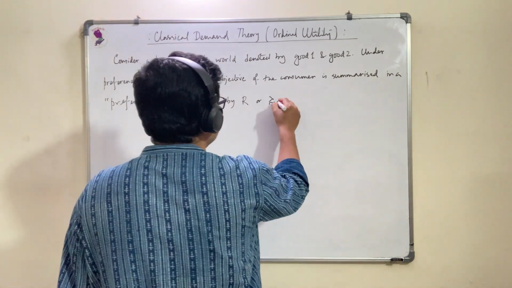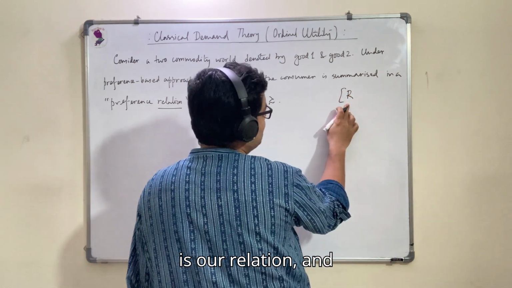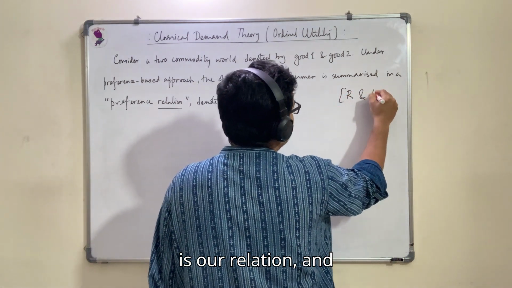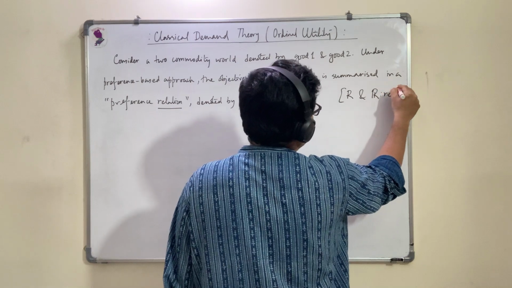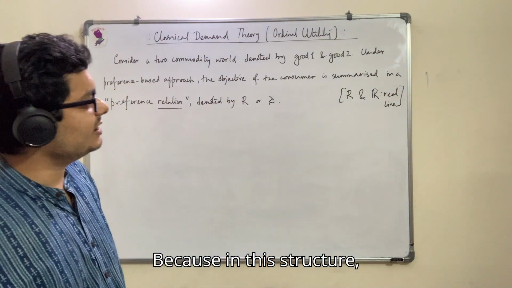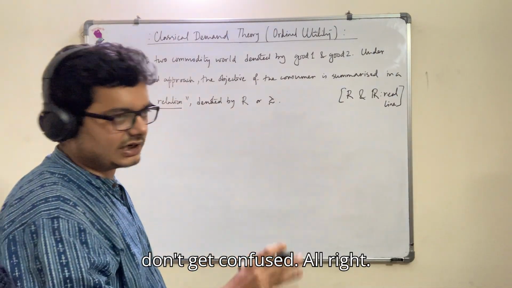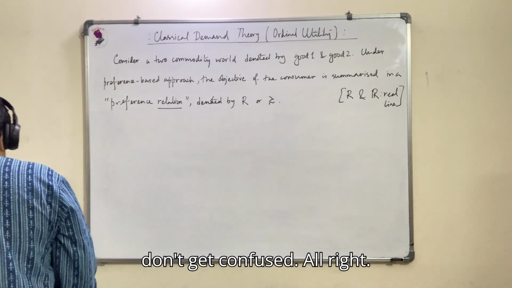Alright, and just a word of caution, this R is our relation and this R is real line, because in this structure we are going to use both of them, okay, and so don't get confused.